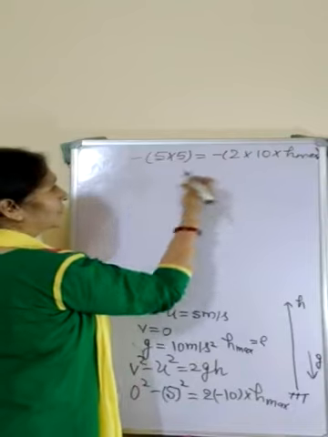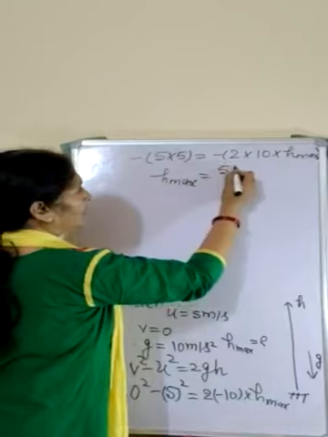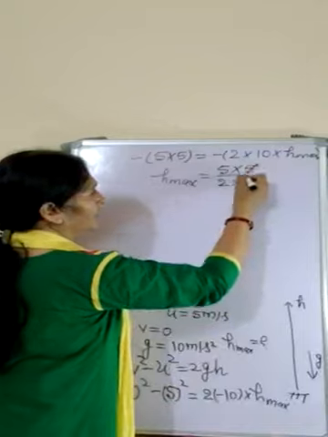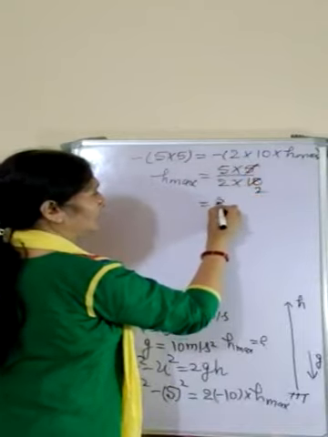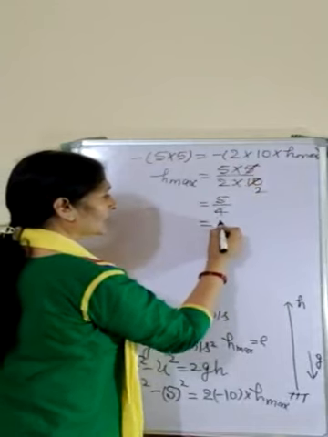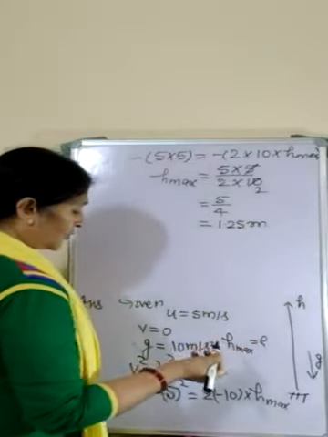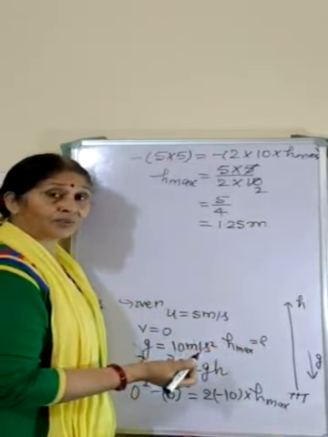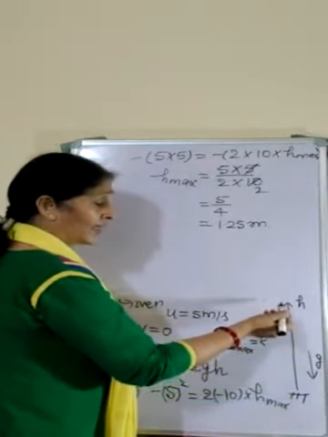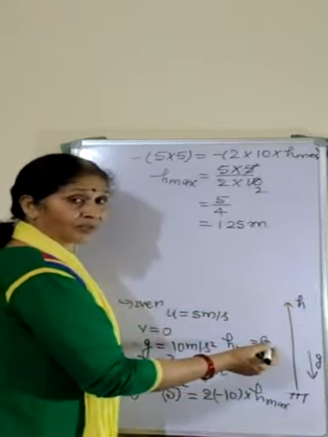Then we will be left with height maximum is equal to 5 into 5 by 2 into 10, that is 5 by 4, and this is equal to 1.25 meter. Now we have to find the time taken to complete the journey. It means the stone will achieve the maximum height and then come back. We will find the two times separately, then add them.